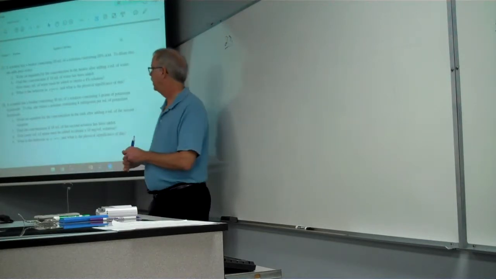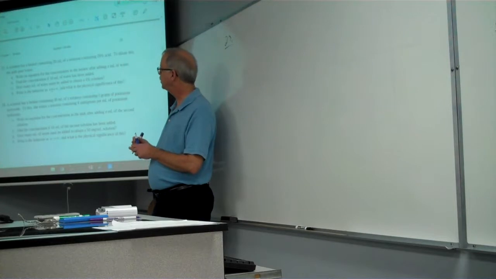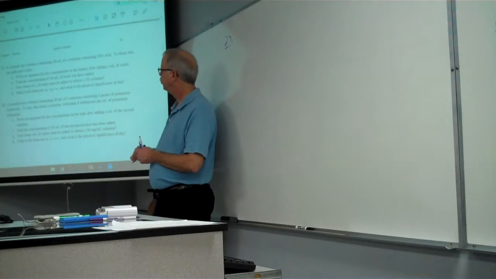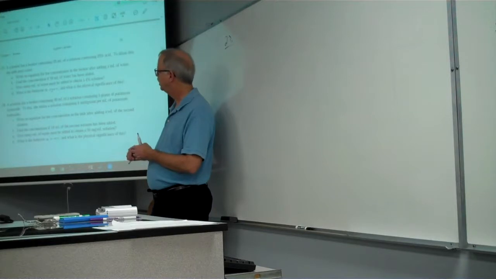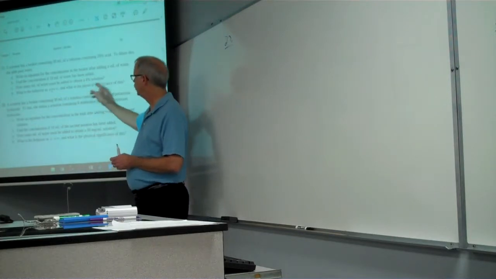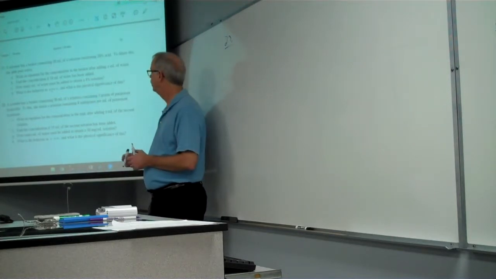So 27. A scientist has a beaker containing 20 milliliters of a solution containing 20% acid. To dilute this, she adds pure water. Write an equation for the concentration in the beaker after adding n milliliters of water. Find the concentration after adding 10. How many must be added to obtain a 4% solution? And then what's the behavior as n approaches infinity, and what's the physical significance of this?